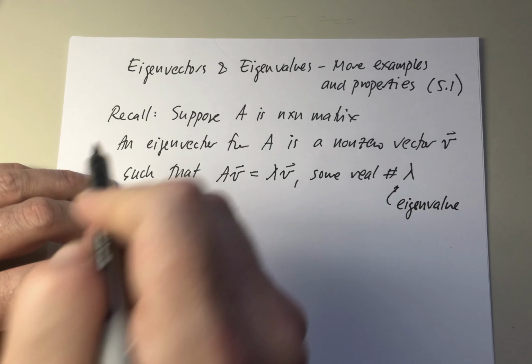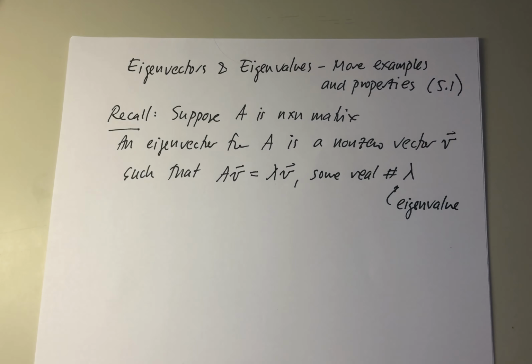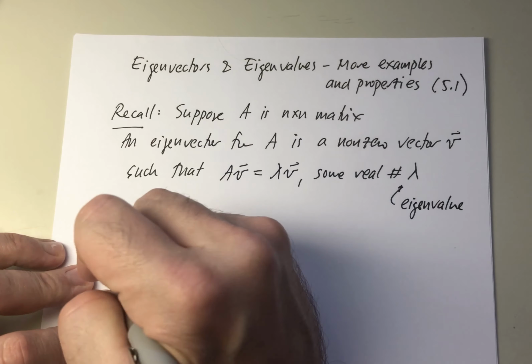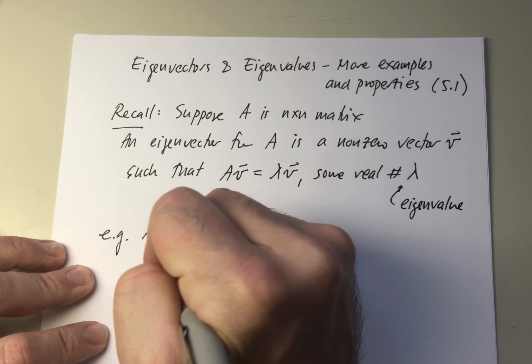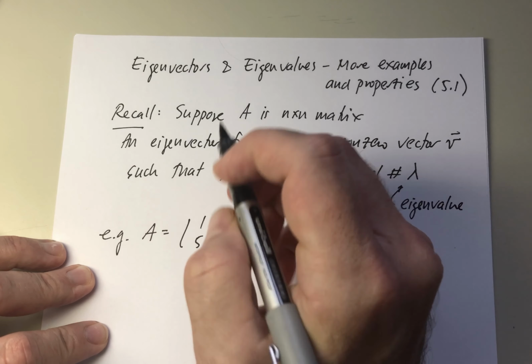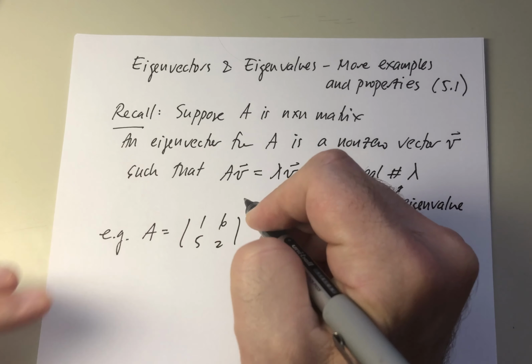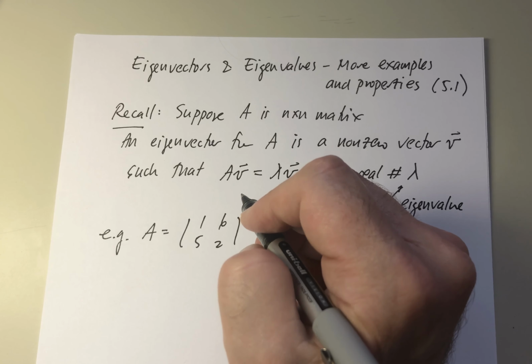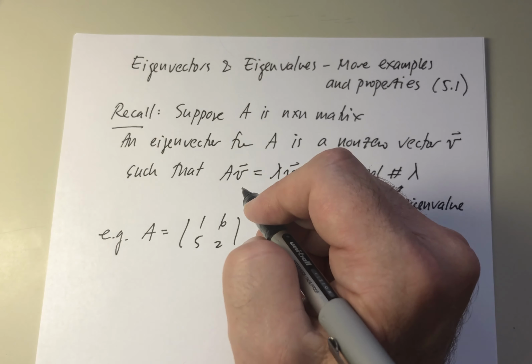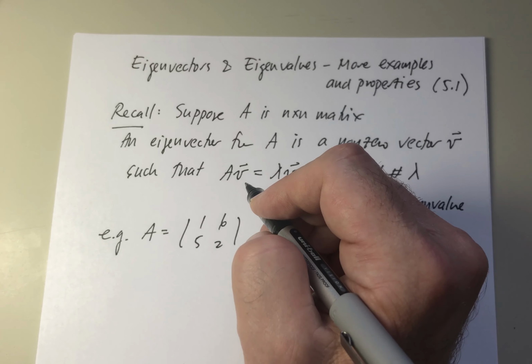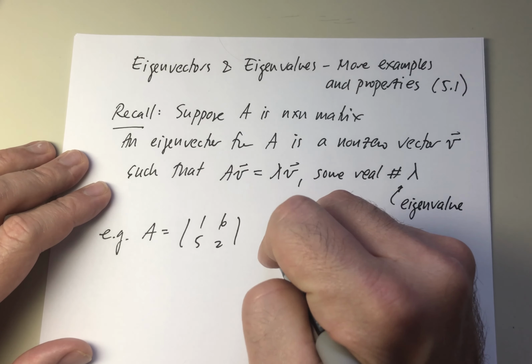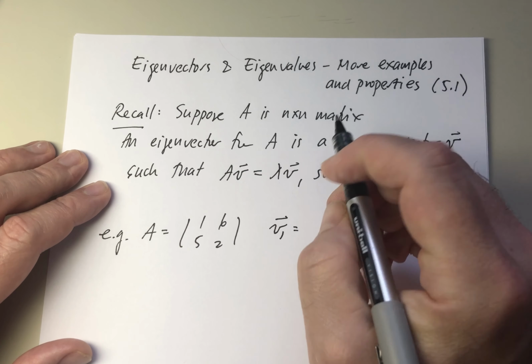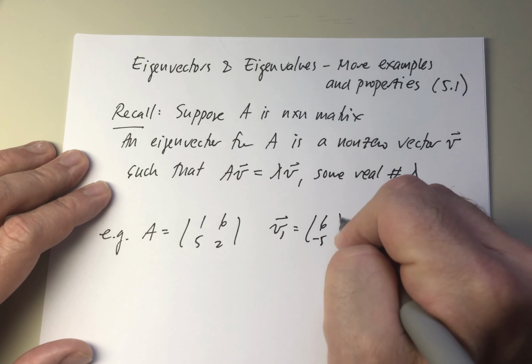Okay, so that's what we discussed last time, and I want to do some more examples and maybe a bit more of the theory. So we did an example last time where A was, let's see, what was it? It was [1, 5; 6, 2]. And we actually computed two eigenvectors here. We took V1, let's say, is (6, -5).